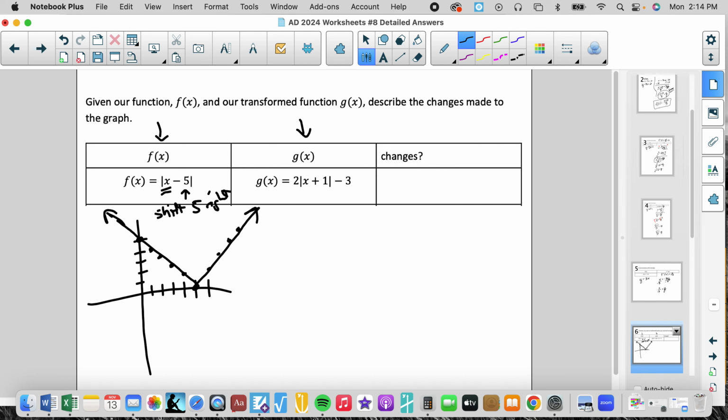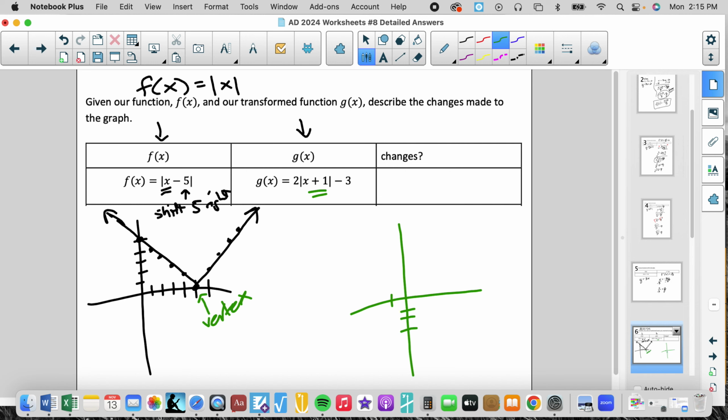So what happens to this one? Wow, that's weird. All right. So usually the parent function is f of x equals the absolute value of x. Usually they give it to you with the parent and nothing's happening to it, but that's okay. So if we do this, we know this is going to shift 1 to the left. So this is considered my vertex. My vertex gets shifted 1 to the left and down 3.